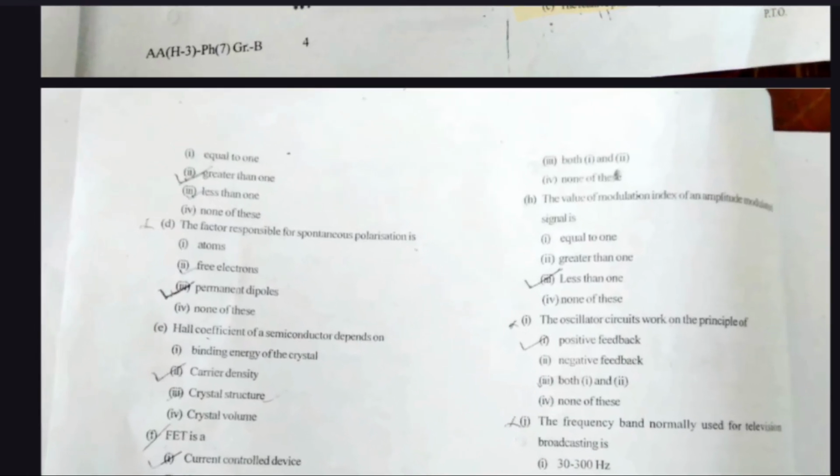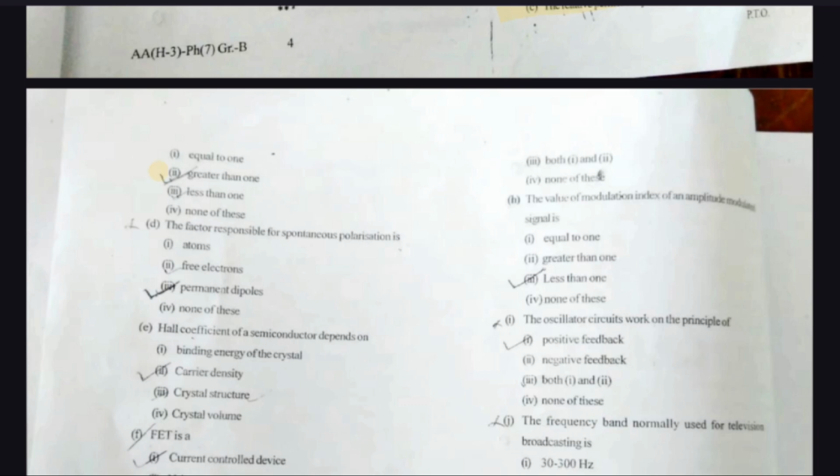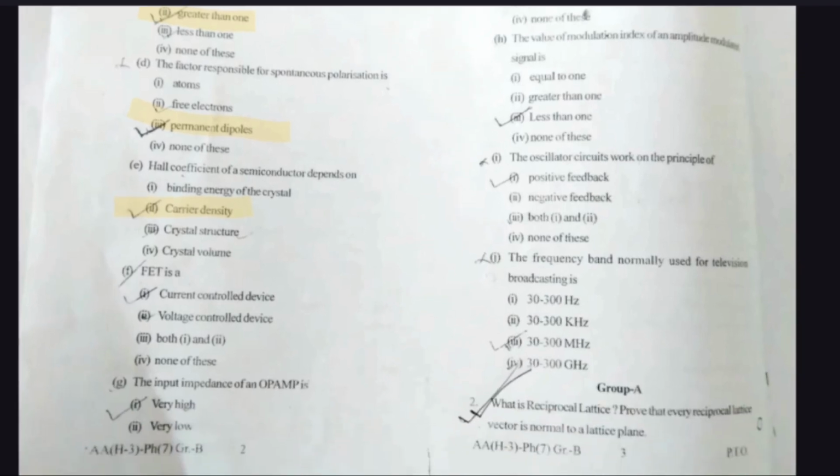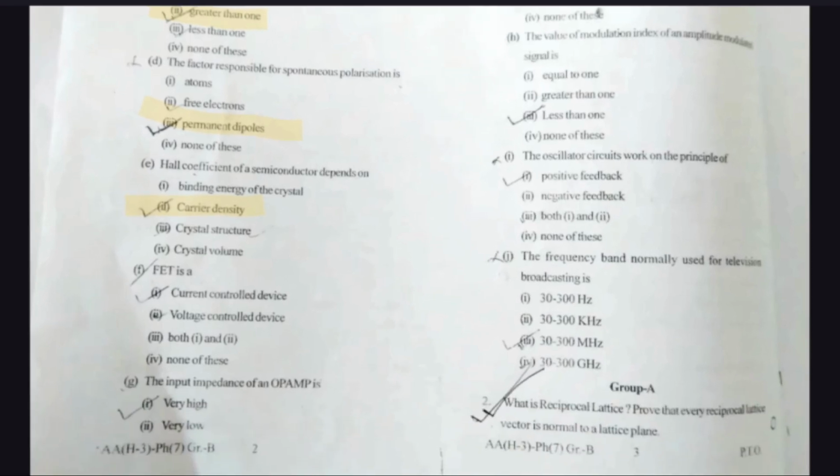greater than 1. Question number D, the factor responsible for spontaneous polarization is permanent dipoles. Question number E, the Hall coefficient of a semiconductor depends on carrier density. Question number F, FET is a voltage controlled device.